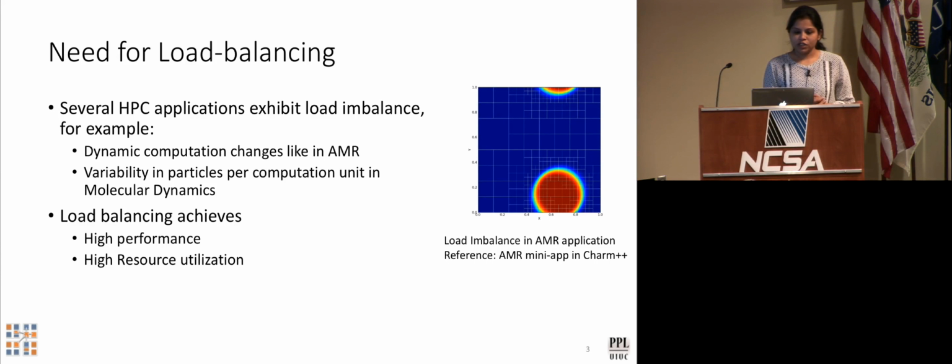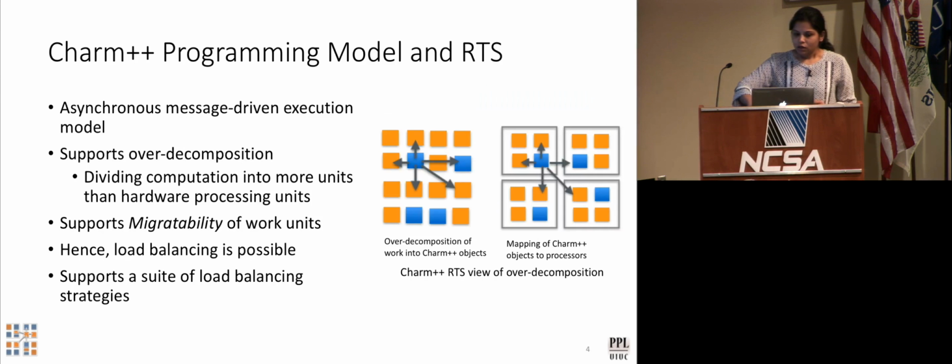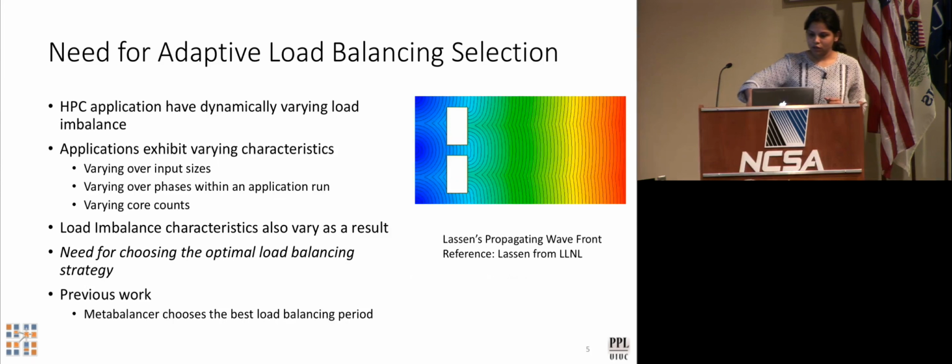With load balancing, we can achieve high performance and also high resource utilization, consequently. Why Charm++ lends itself to load balancing is primarily over-decomposition, which is the division of computation into many more units than the hardware processing units that are available. This supports migratability of work units and makes load balancing possible, and Charm++ supports a suite of several load balancers, which is of interest to us in this work.